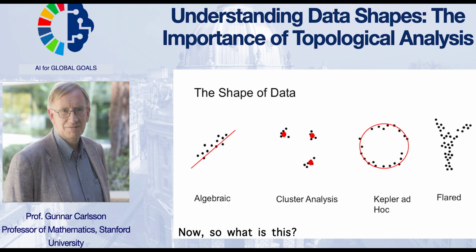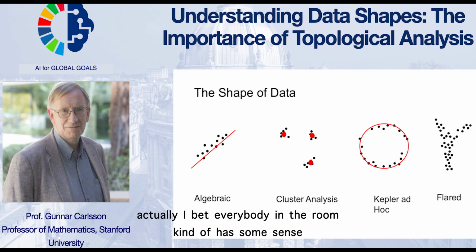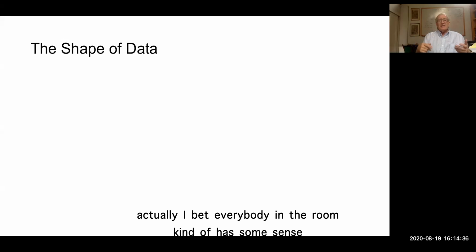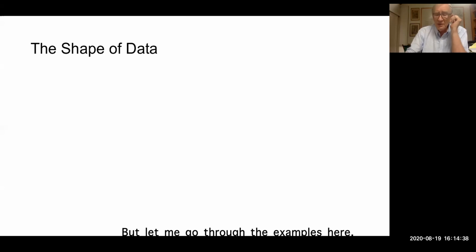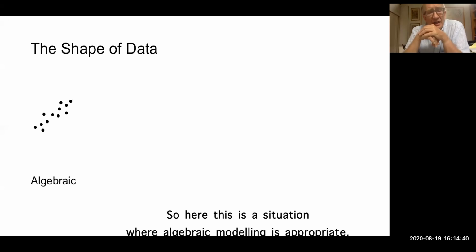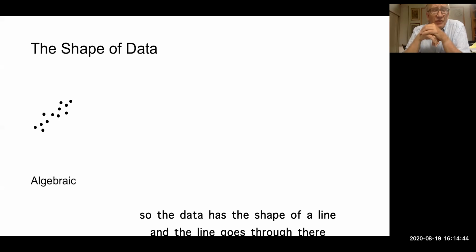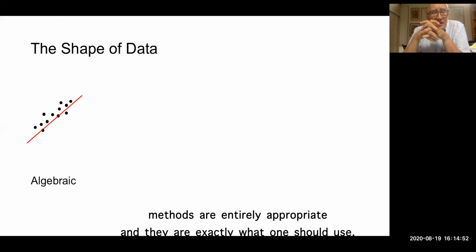Now, so what is this? I bet everybody in the room has some sense that the shape of the data is important, but let me go through the examples here. So here, this is a situation where algebraic modeling is appropriate. The data has the shape of a line, and the line goes through there. And in this case, the algebraic methods are entirely appropriate and are exactly what one should use.